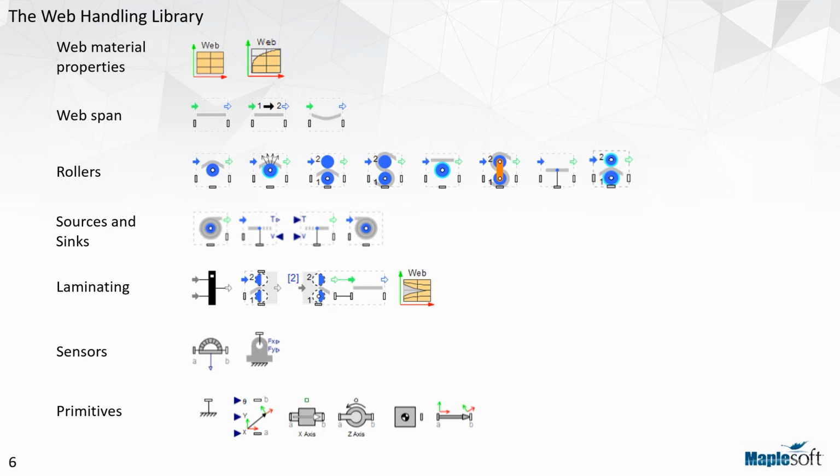We also have sources and sinks that are in the form of wind and unwind drum, as well as web source and sink, if you are looking at an isolated portion of your web line that does not involve a wind or unwind drum. We also have a sub-library for laminating, and then we have some sensors and primitives that provide some of the necessary mechanical constraints for dynamic elements in your web system, such as dancers and accumulators.